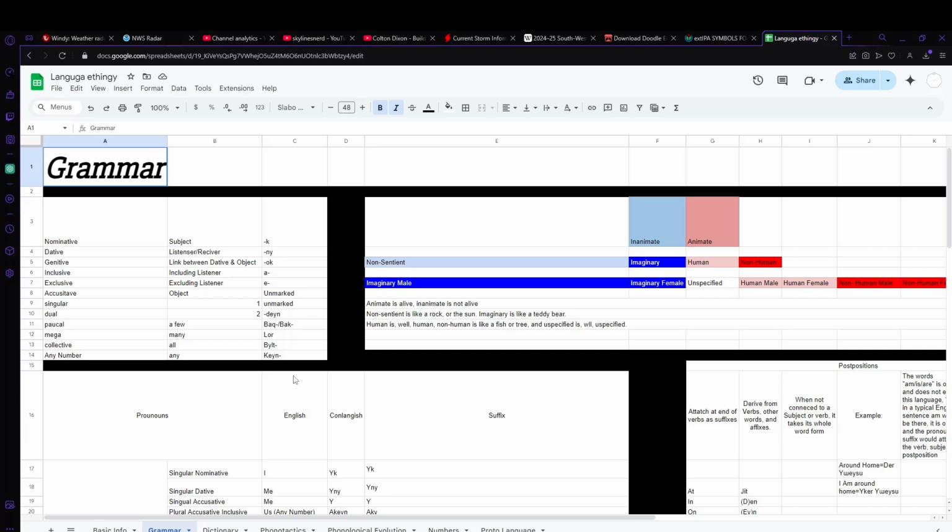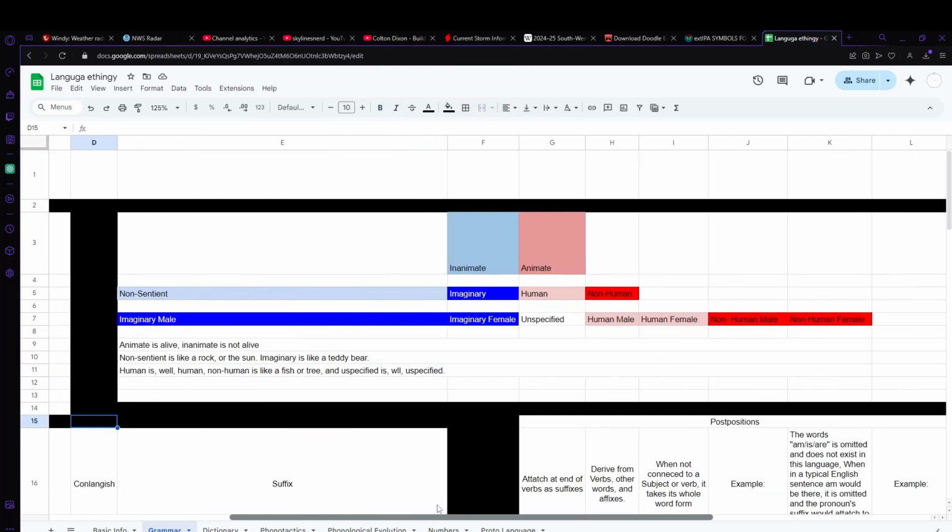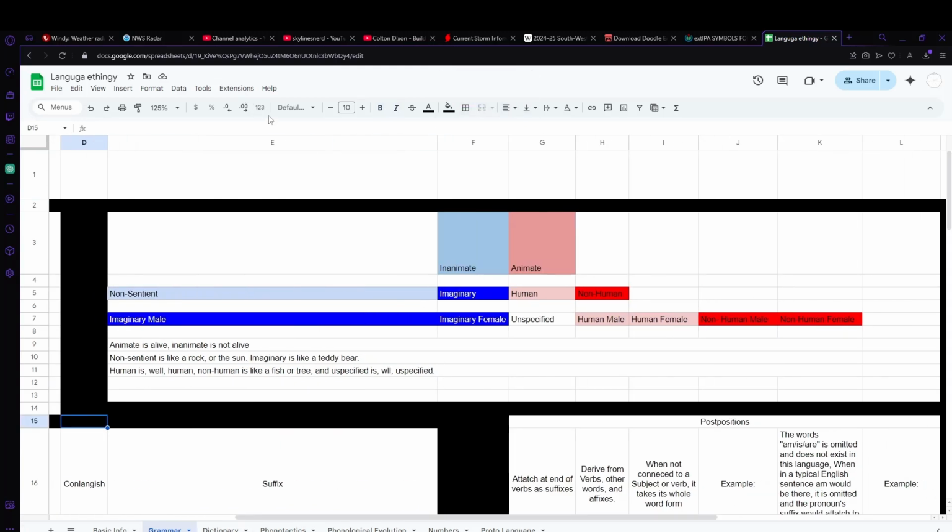So, well, this is the grammar for my conlang. Now, there's a lot of stuff to unpack, and I think probably the easiest route to go with to start here is the noun class system. There are, count them, 8 classes of nouns.